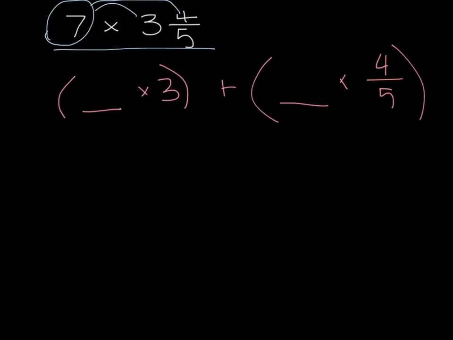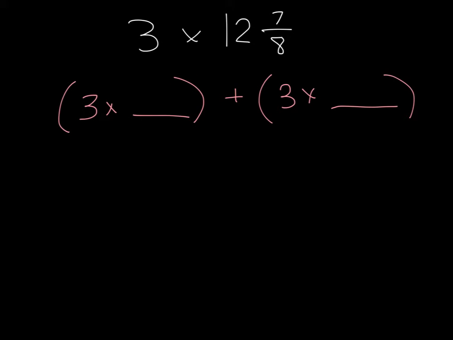Since the problem has already pulled apart our whole number and our mixed number, we can just fill in our 7 to be distributed to both. 3 times 12 7/8. So this time the problem has already pulled out our 3 to be distributed to our mixed number. So now we need to separate our mixed number into the whole number of 12 and the fraction of 7/8.